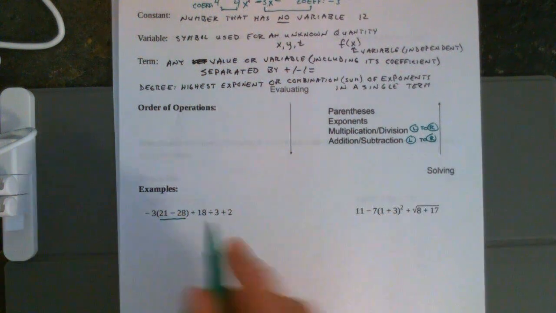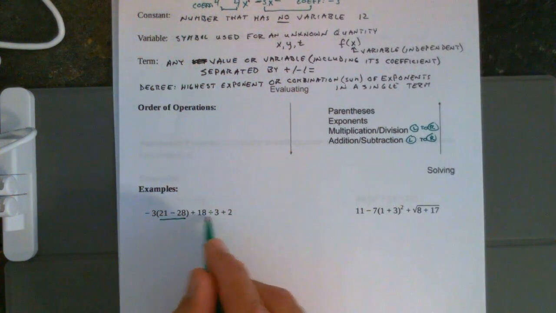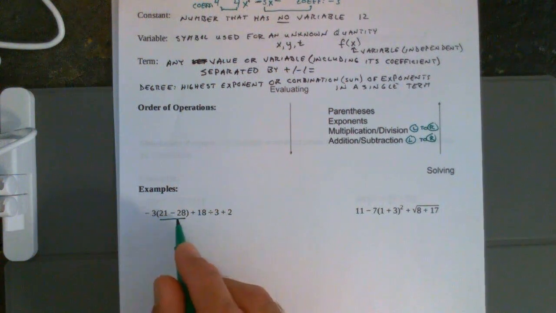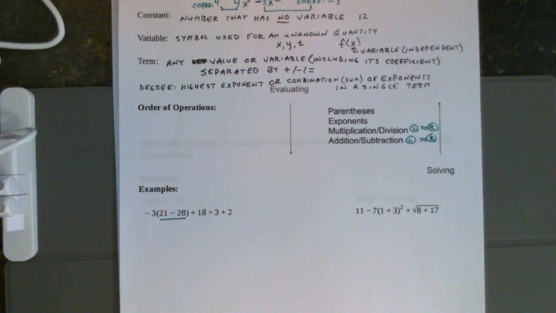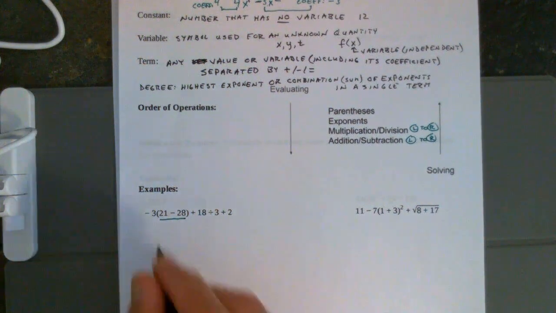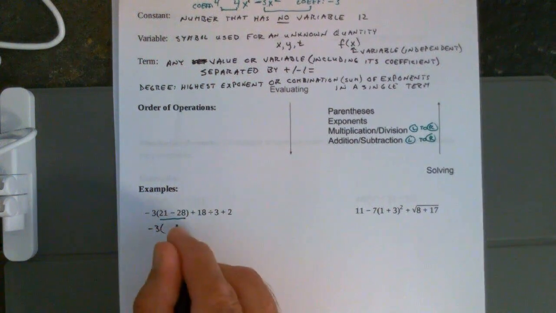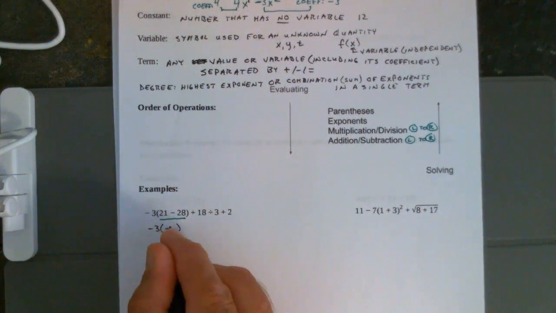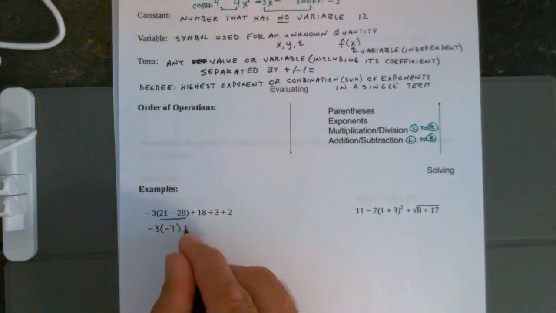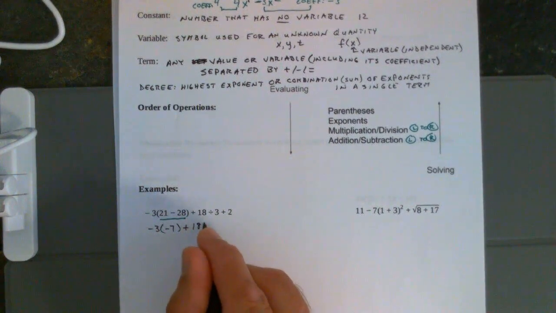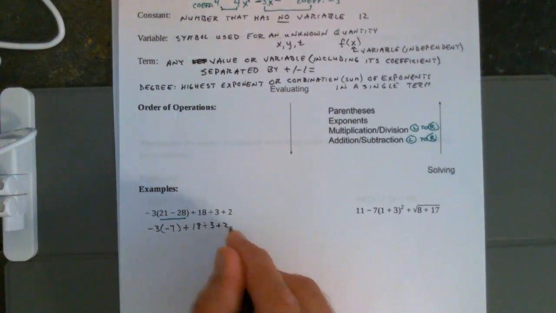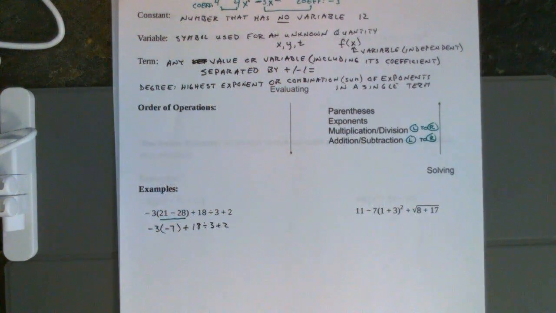we would go to multiplication and division. So this we could do in one step. We could do both of those things at the same time. I'm not going to in this case, but if you feel more comfortable doing that, that is fine also. So we would then have negative 3 times 21 minus 28 is negative 7. I'm going to leave for now the 18 divided by 3 so that I can show the left to right part of multiplication and division.